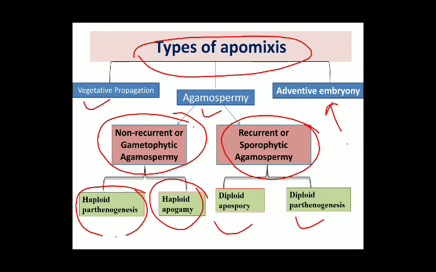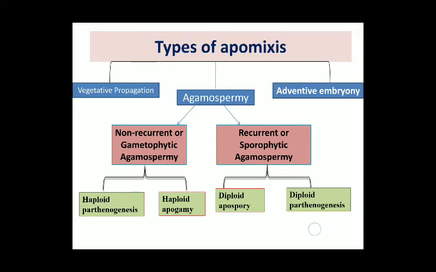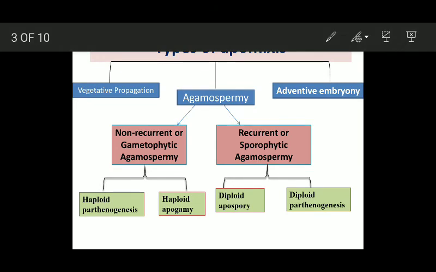apomixis simply means development of seed without fertilization, or simply stated, it is a way of propagation, a way of reproduction in plants that does not involve meiosis and syngamy. Okay, so let's move directly to recurrent or sporophytic agamospermy.